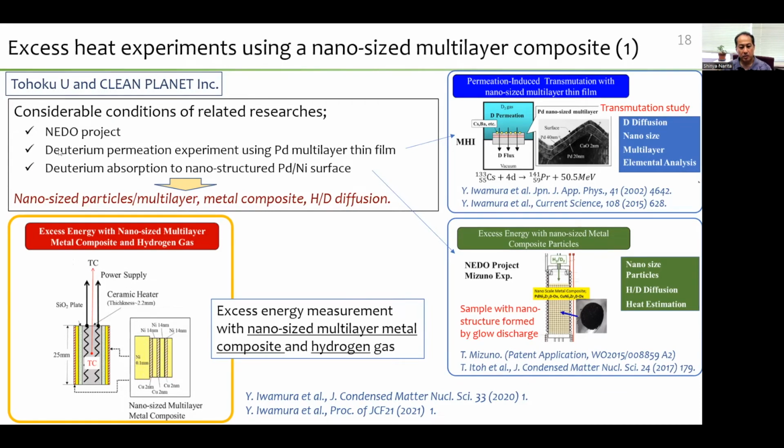And second, the deuterium permeation experiment using palladium thin film. This has been done by the Mitsubishi Heavy Industries Group and the Tokyo University Group. In that experiment, nuclear transmutation was found. And the third one is deuterium absorption to nanostructured palladium-nickel surface. This was originally done by Mizuno, who observed excess heat in his experiment, and then the Tokyo University and Clean Planet Group successfully reproduced it.